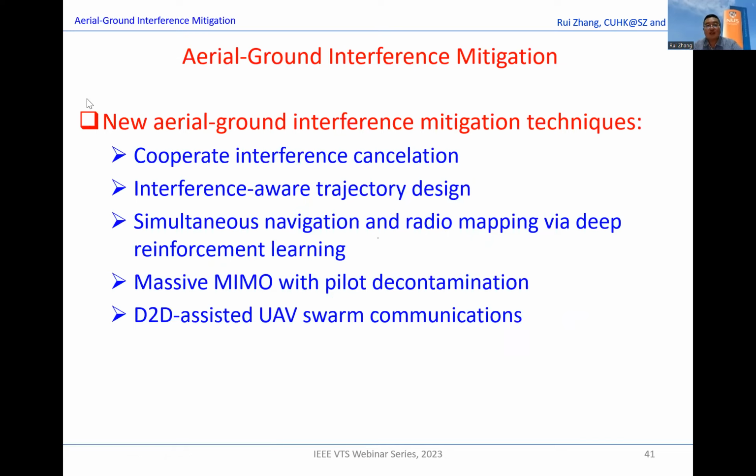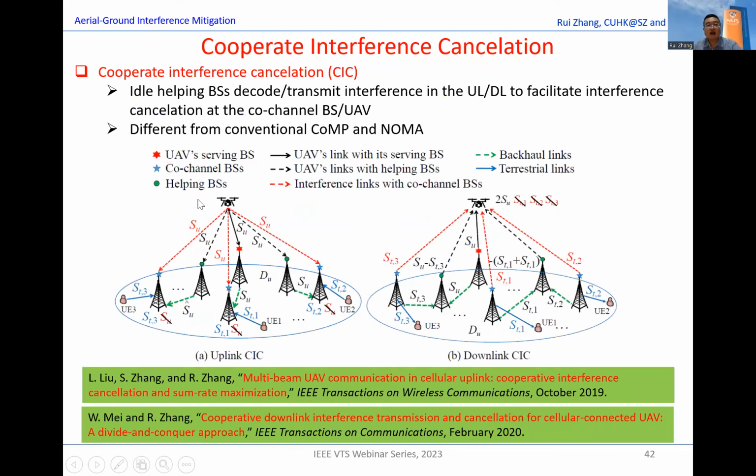Okay, so there are many techniques that we propose to solve this problem. But here I do not have time to go through all of them. So maybe I'll just pick one or two to highlight, the main ideas behind such techniques. One technique we introduced is called cooperative interference cancellation. It's a very interesting idea.